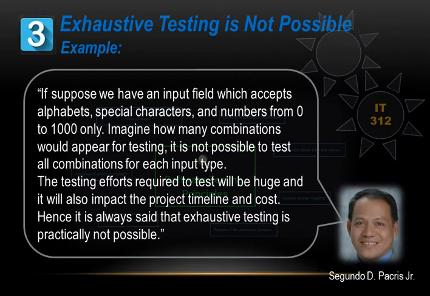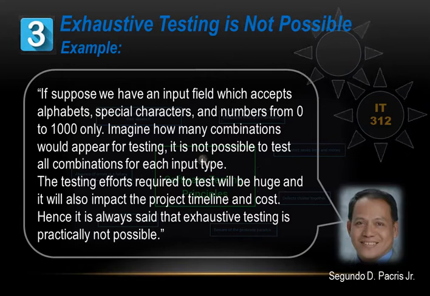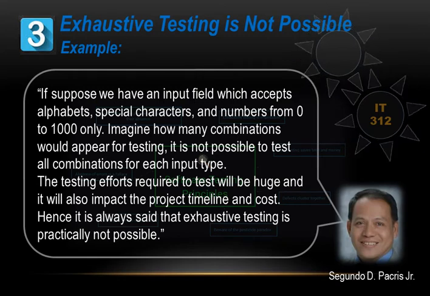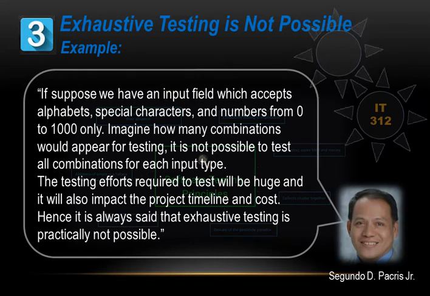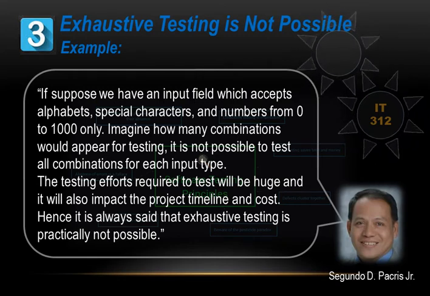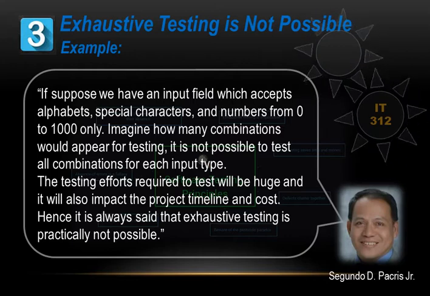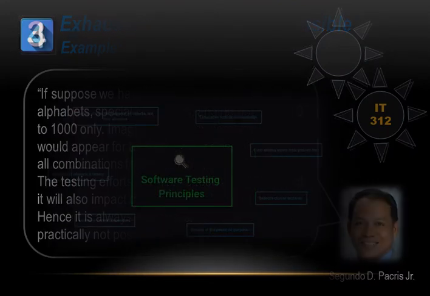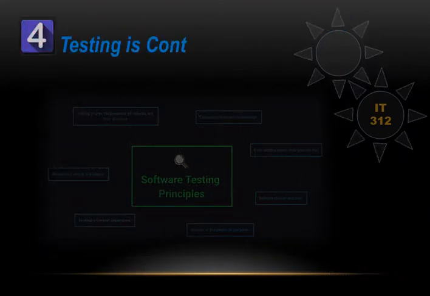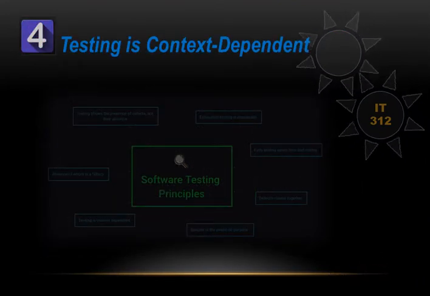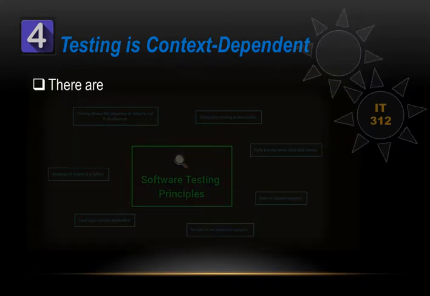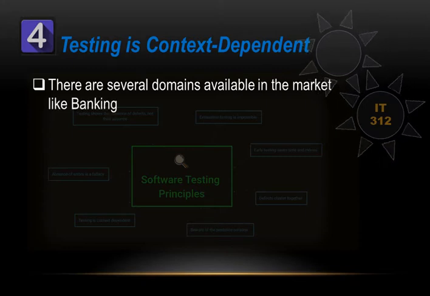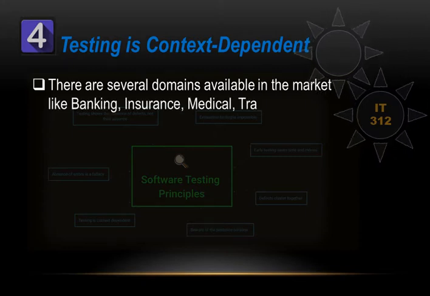The testing effort required will be huge, and it will also impact the project timeline and cost. Hence, it is always said that exhaustive testing is practically not possible. And for number 4 under the software testing principles: testing is context dependent.